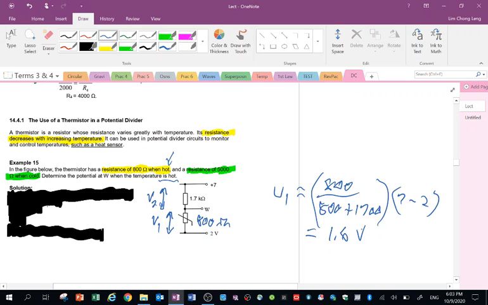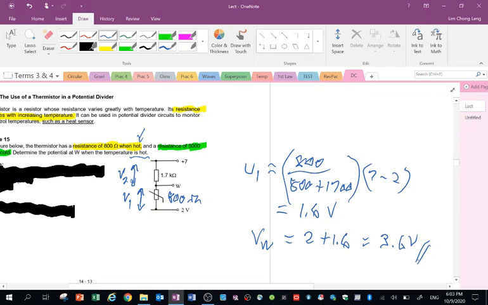And then to get the potential at W, it is 1.6 volt above the lowest potential, which is 2. So it's 2 plus 1.6, and I will get the potential at W. This is 3.6 volt. Okay, so that's the answer, 3.6 volt. So it's not that difficult, right?